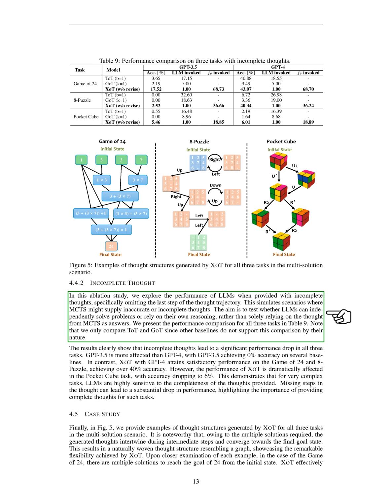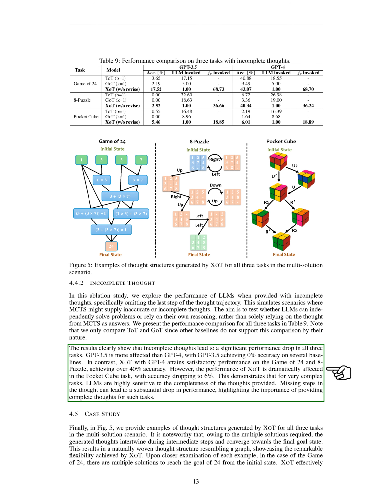In this section, we're examining how large language models, LLMs, perform when they're given incomplete information, specifically when the final step of a thought process is missing. This is similar to situations where Monte Carlo tree search, MCTS, might provide incomplete or inaccurate thoughts. We're testing whether LLMs can solve problems on their own, without relying solely on the thoughts provided by MCTS. We compared the performance of different models across 3 tasks and found that incomplete thoughts significantly reduced performance in all tasks.